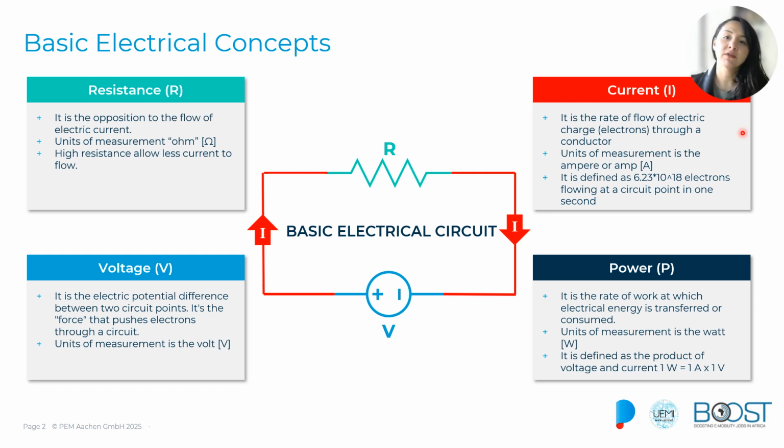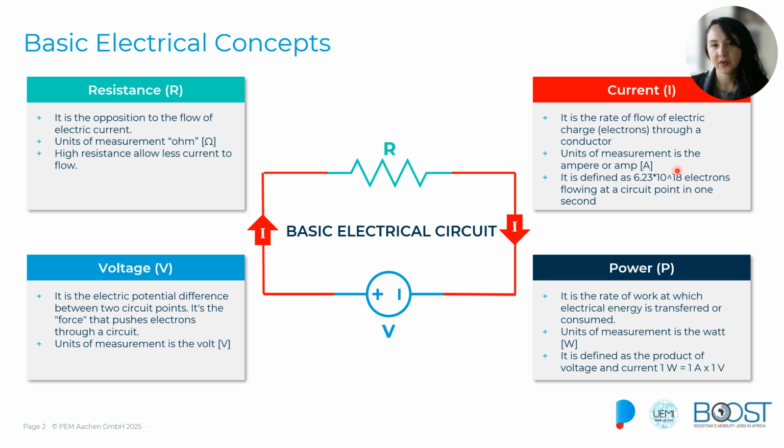And if we create an analogy with water flowing through a pipe, the flow of that water will be equivalent to the current. It is the measurement of the electric charge and the electrons that are going through a conductor, for example, a wire or a cable. The current is being measured in amperes, and the bigger the current, the more electricity is flowing. For example, in an electric motor, we need very large currents to be able to generate enough power to move the vehicle.